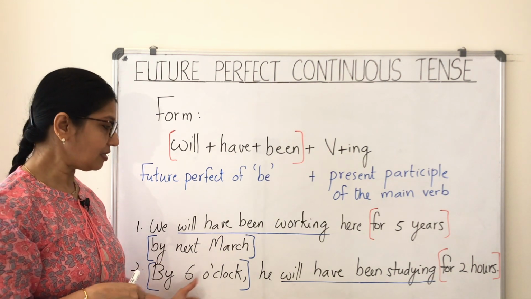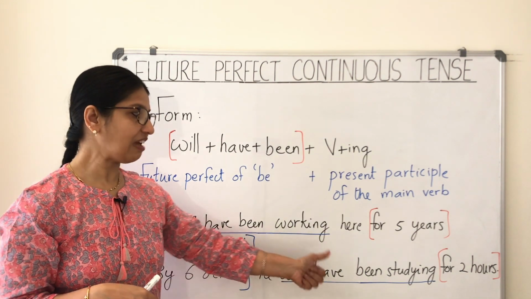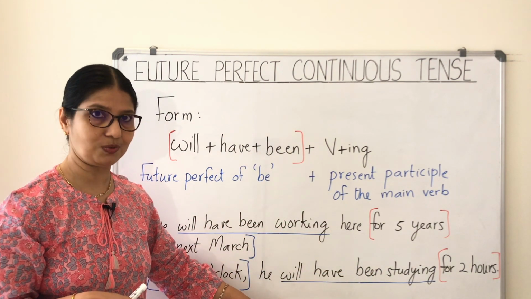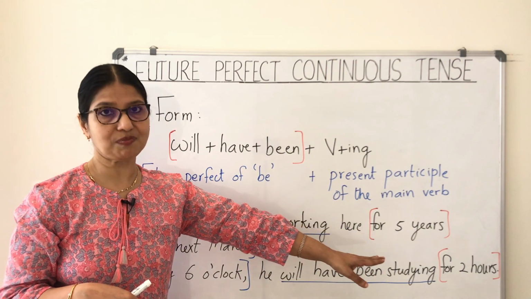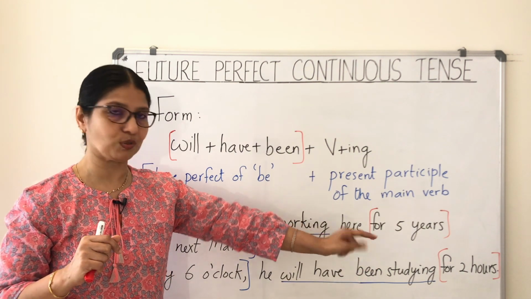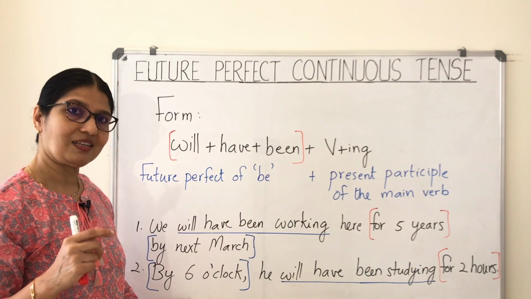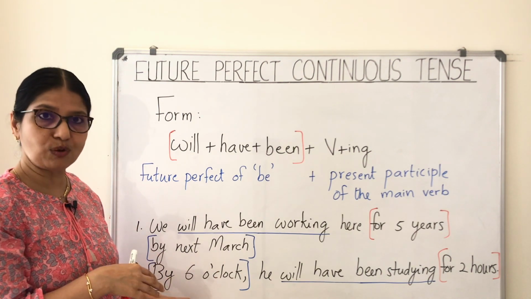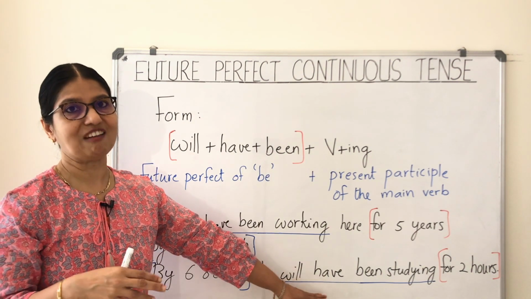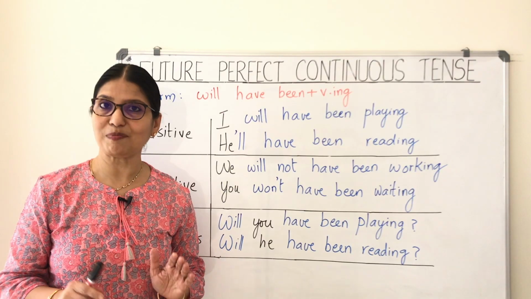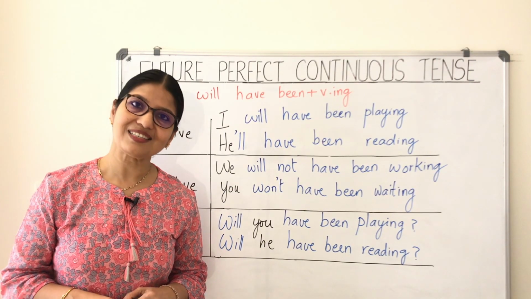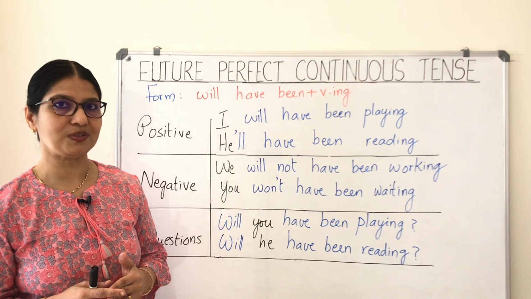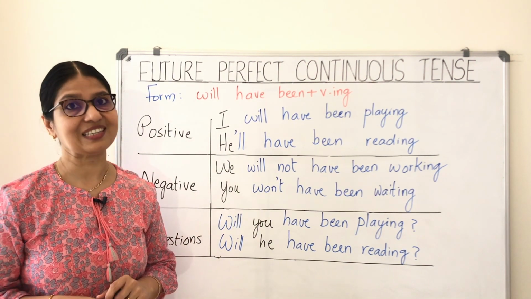Again, by 6 o'clock, he will have been studying for 2 hours. So here is the tense used. That is a time expression which talks about the duration of the action, for 2 hours. And here, this time talks about a specific point in time in the future, until when this will have been taking place. Now that you're familiar with the form of this tense, let's try making the affirmative, the negative, and the interrogative forms using the future perfect continuous tense.